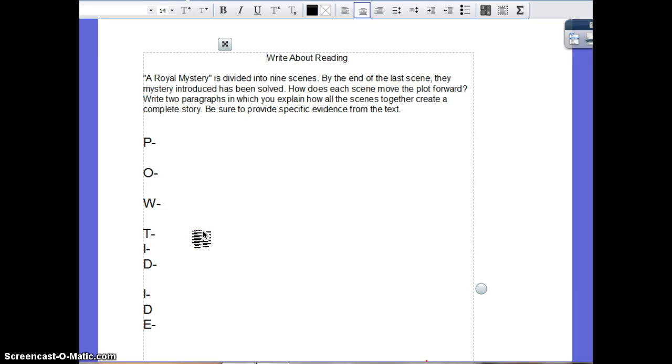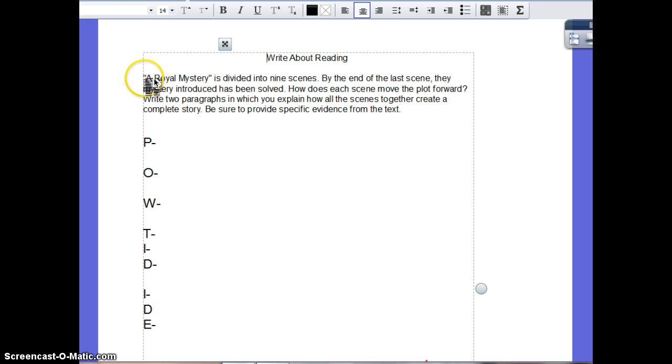Okay, this week in ELA class we have been reading A Royal Mystery, and we've also looked at a couple other stories, and we've been focusing on the POW TIDE way of writing. And today we are looking at page 65 in our reading book.